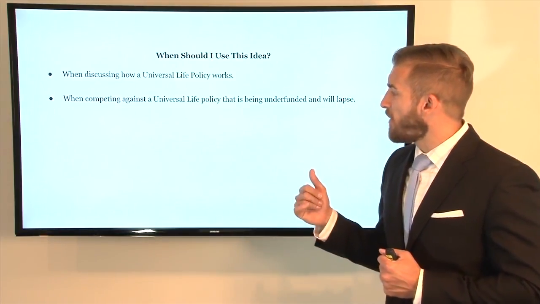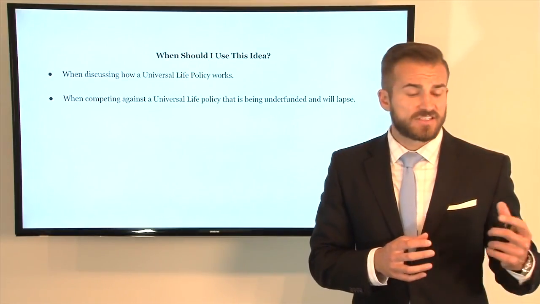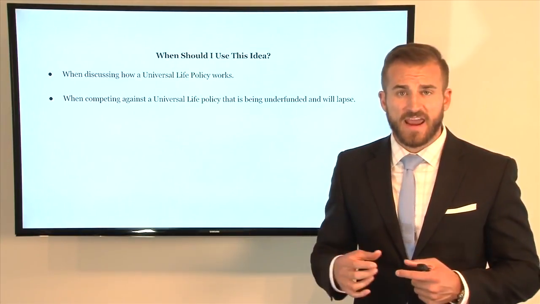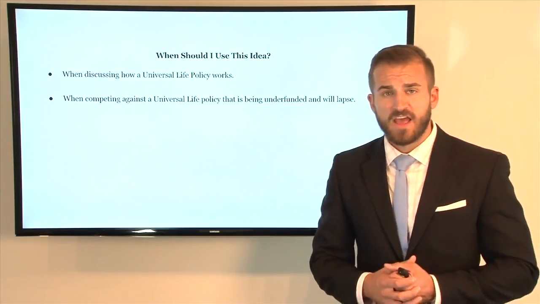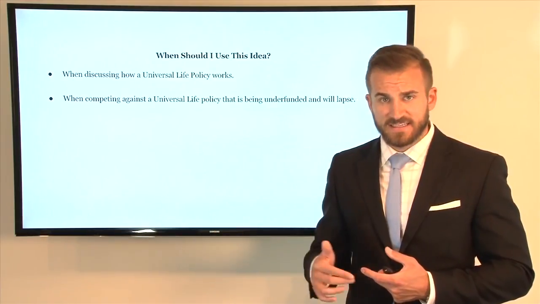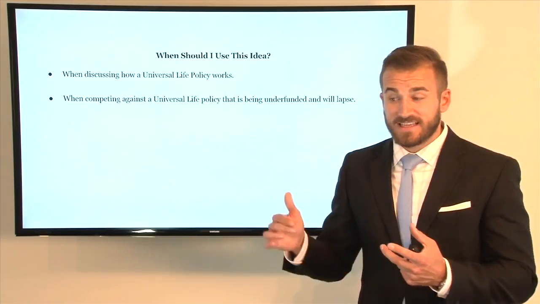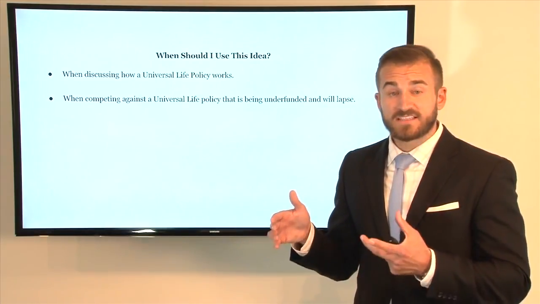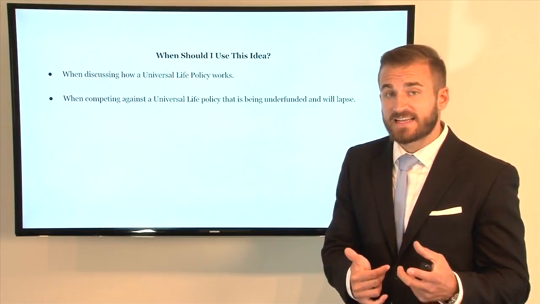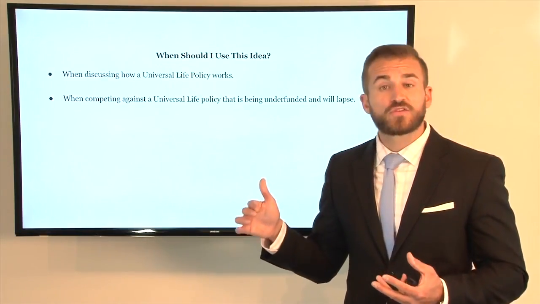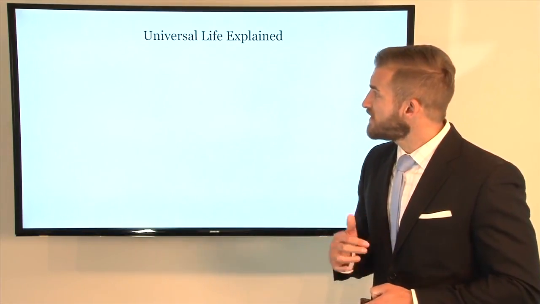When competing against a UL policy that is being underfunded is also another time you should use this. Let's just say that you're up against another carrier and you're saying, Mr. Client, the cost will be $300 per month. But then the other carrier that you're competing against is saying it's only $100 a month. Well, you and I both know that the policy that the other carrier is showing them is not going to last for the rest of their life. So again, you want to show your client exactly why they should fund a universal life policy properly. And this method does just that. So let's jump into it.